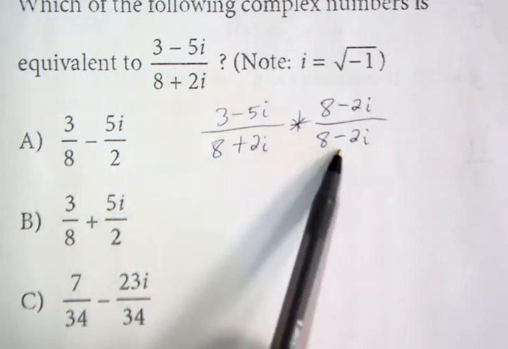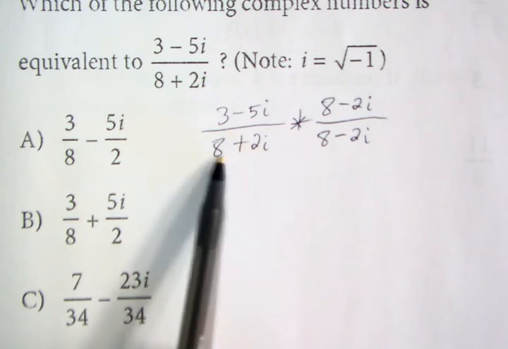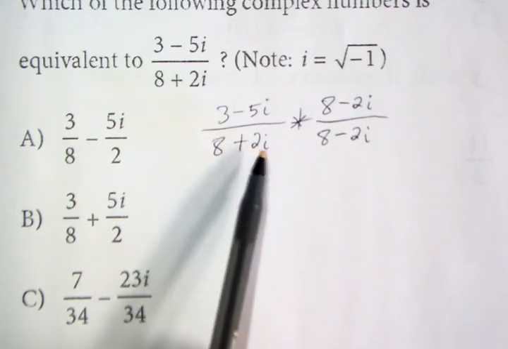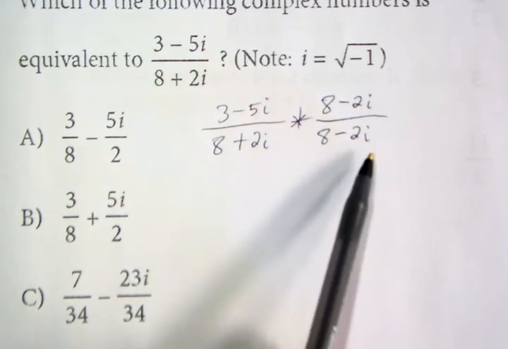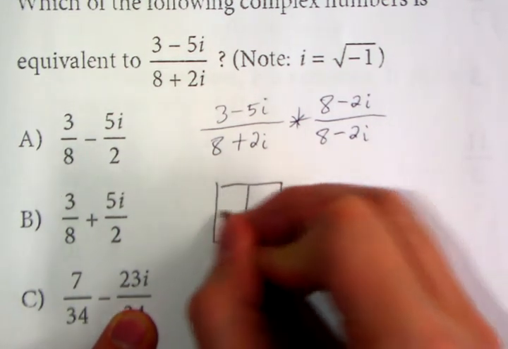And how did we get this? We took the bottom number, 8 plus 2i. 8 stayed the same, and we made the 2i the inverse, negative 2i. From here, we're going to use the box method twice.